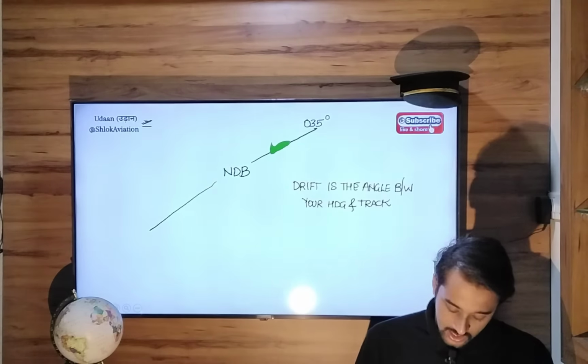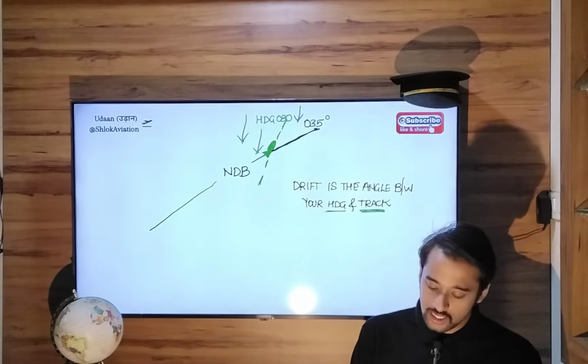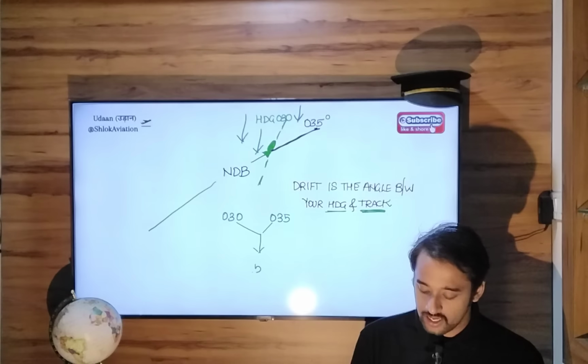You are tracking away from the station 035. But due to some crosswind conditions from the left hand side, you have to apply the crosswind correction technique. That is pointing the nose or heading or longitudinal axis of the aircraft to the left hand side, the direction of the place from where the wind is blowing. Okay. So drift will be how much? Difference between heading and track. If heading is 030 and track is 035, the difference between them is 5 degrees.